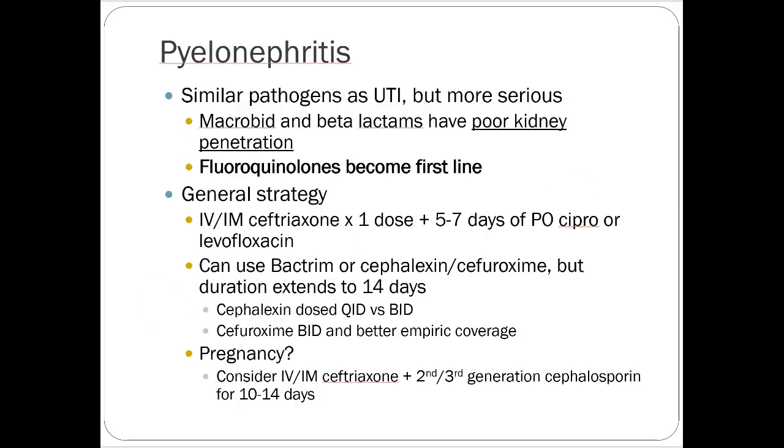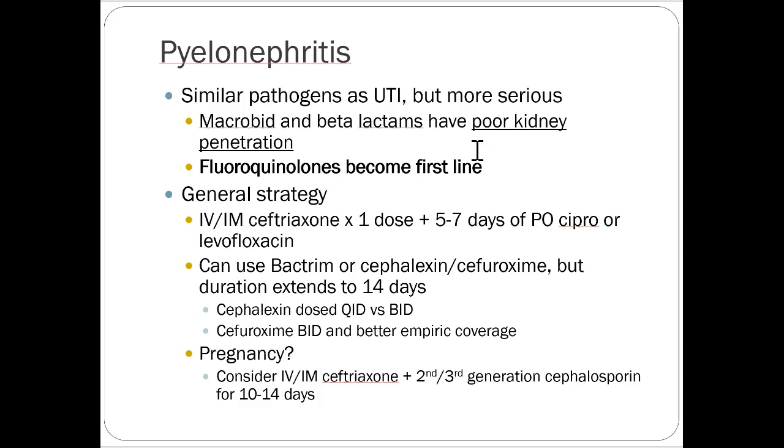For pyelonephritis, again, the fluoroquinolone becomes the first line. So we use levofloxacin or ciprofloxacin, and it's because our macrolides and beta-lactams generally have poor kidney penetration. You can use a beta-lactam, you just have to do a more extended course and a bit of a higher dose than you would for an uncomplicated UTI.